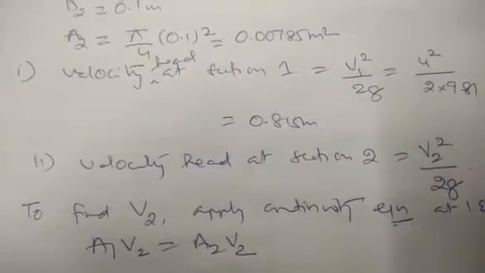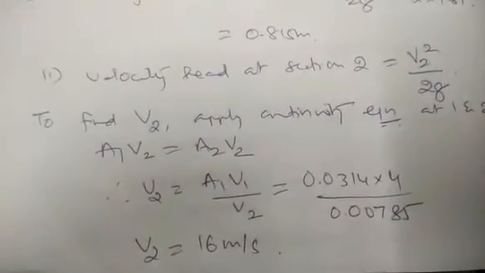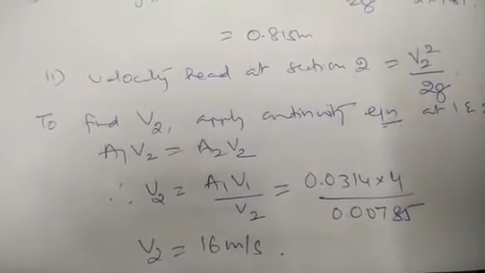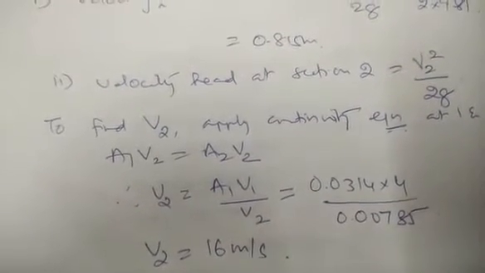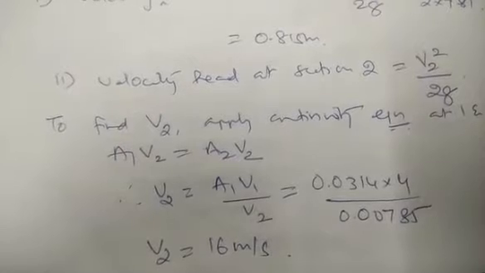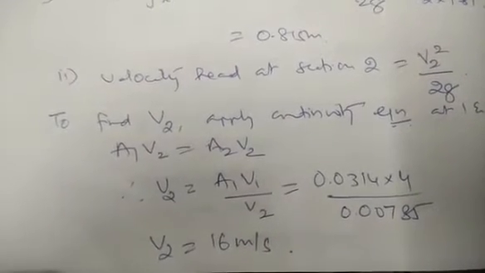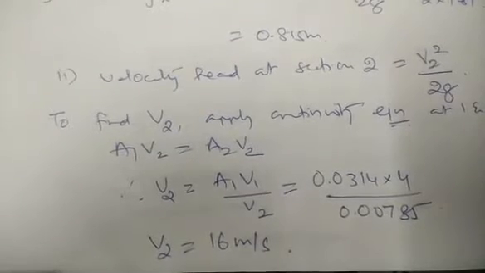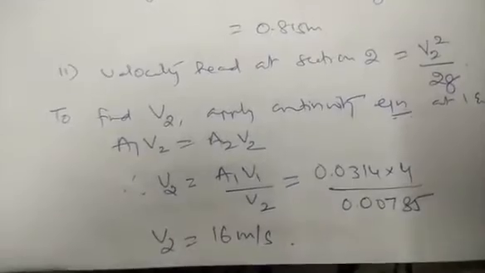Similarly, velocity head at section 2 is given by v2 square by 2g, but we need to find out v2 here. v2 can be found by using the continuity equation. Continuity equation is given by Q is equal to AV, that is here Q is equal to A1 v1 is equal to A2 v2. From this equation we can find the value of v2. So v2 is equal to A1 v1 by A2. A1, v1 and A2 are known, so from that calculation we get v2 is equal to 16 meter per second.